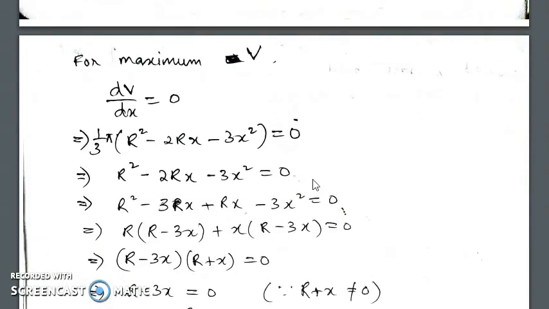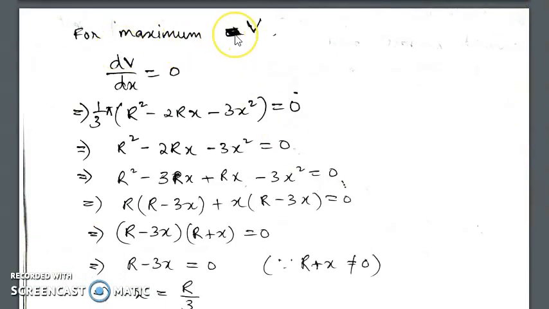So now we move with the second step. For maximum, what is our function here? It is volume v. For maximum v, dv by dx, here we differentiate with respect to x, equal to 0. So 1 by 3 pi of that equal to 0. 1 by 3 pi cannot be 0, so this term has to be 0.